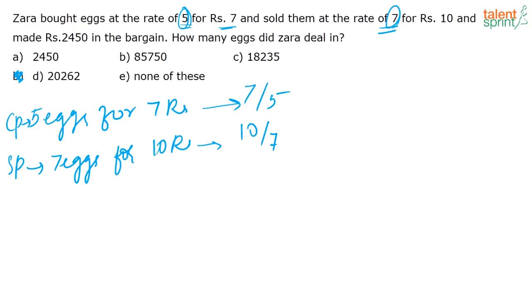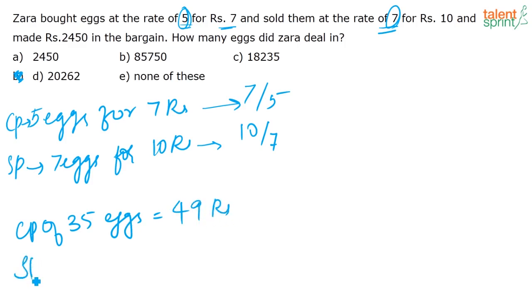Now, see, what is the LCM of 7 and 5? It is 35, correct. So what can I say? If I know that the cost price of 5 eggs is 7 rupees, what is the cost price of 35 eggs? 7 5s are 35, and 7 7s are 49. So the cost price of 35 eggs is 49 rupees. Similarly, what is the selling price of 35 eggs? It is 10 into 5, correct? 10 5s are 50 rupees.